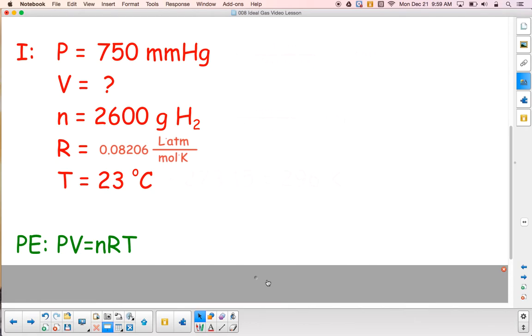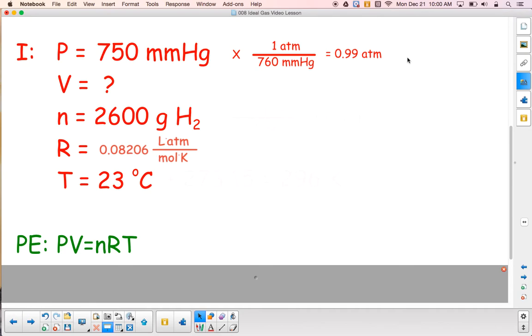Remembering our limitations, we're going to have to make some conversions here. Based upon the ideal gas constant, our answer will come out in liters. We need to put our pressure in terms of atmospheres, our amount of gas in terms of moles, and our temperature in terms of Kelvin. I'm going to do all the conversions right here in the information step. My 750 millimeters of mercury, I can multiply by 1 atmosphere over 760 millimeters of mercury. I have to round that to 2 significant figures. I get 0.99 atmospheres.